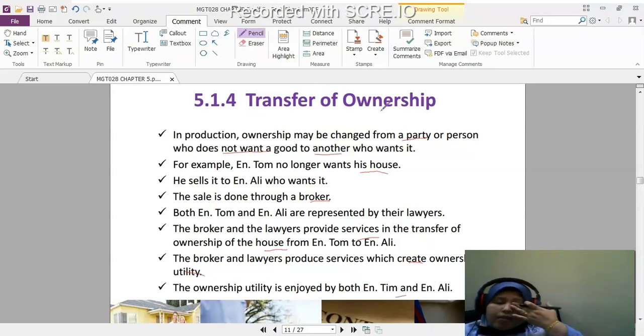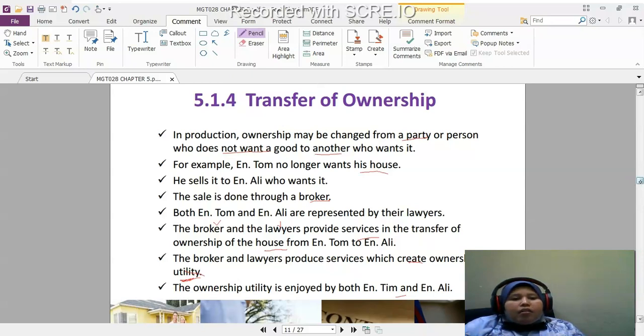Okay. So kadang-kadang bila kita dah tak nak sesuatu barang, kita nak jual. So mula-mula dia adalah milik kita, and then after that, bila kita dah jual barang, kita dah dapat duit, so barang tu bukan lagi kita punya lah. Okay, so macam mana cara nak transfer of ownership? Kena ada lawyer, kena pakai lawyer dan broker lah. Kalau barang tersebut yang kita nak jual tu harga dia banyak, mahal. Okay, contoh rumah. So, broker dan lawyer ni akan dapat hasil daripada servis yang diberi. Okay, which creates ownership utility.